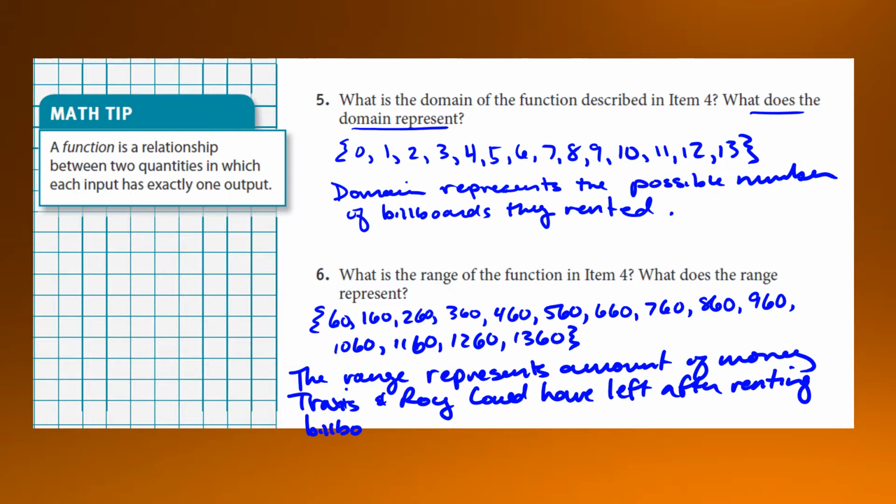So if they rented 0, they'd still have their $1,360, so that's the highest. And the most they could rent would be 13 because they wouldn't have enough for a 14th one. So this is good stuff to be able to explain. Not particularly hard, but sometimes a little hard to come up with on your own. So hopefully you're trying these independently during the mixes. And bring me questions if you're getting stuck on things.